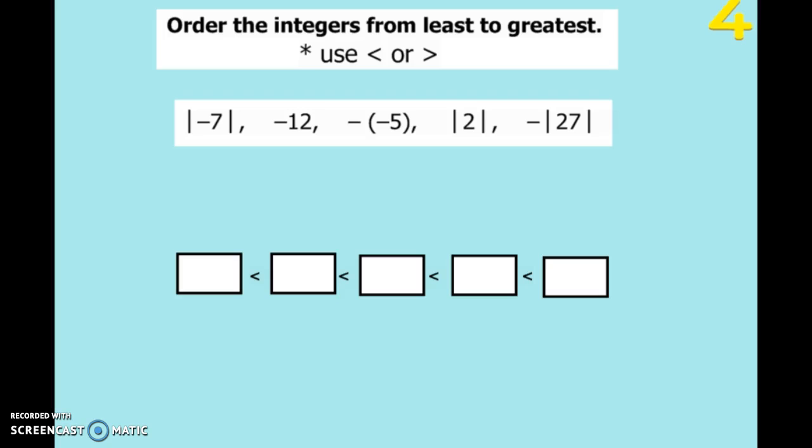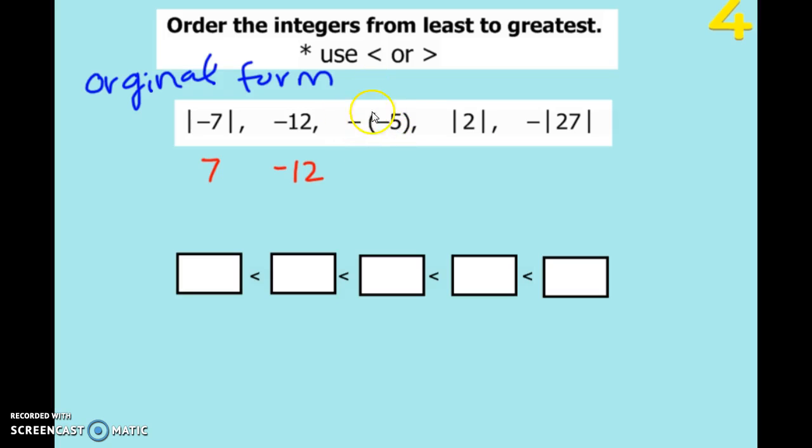Alright, flip over or down to our next slide. This one's really important because you have to write your answer in the original form. So first we need to simplify these, and then we're going to order them from least to greatest. So negative 7 goes in the shower dirty, comes out clean. Negative 12 is just negative 12. There's nothing we can do to that.